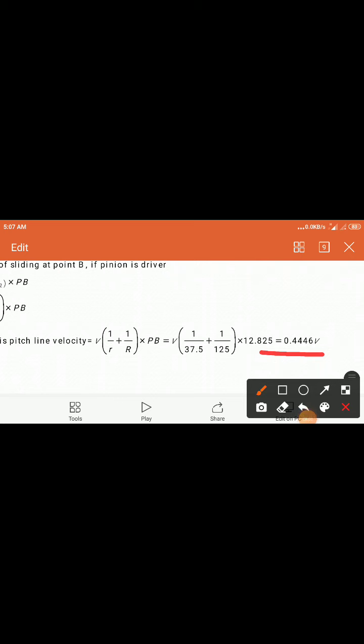So in this example, the speed is not given. So we cannot get this sliding velocity as a number, but we can find it in terms of the pitch line velocity small v. So these are some numericals discussed in this video. We will go through some other numericals about gears in the next video.